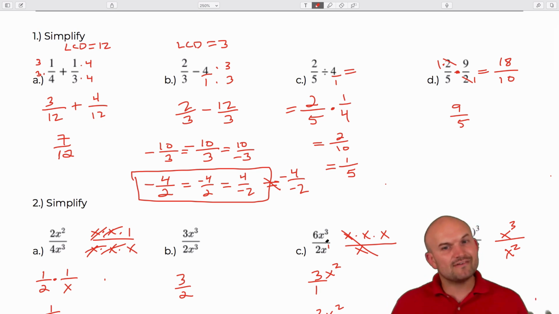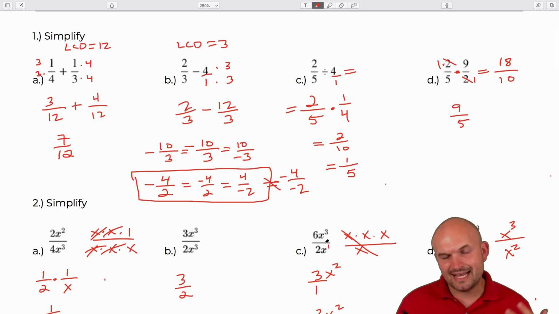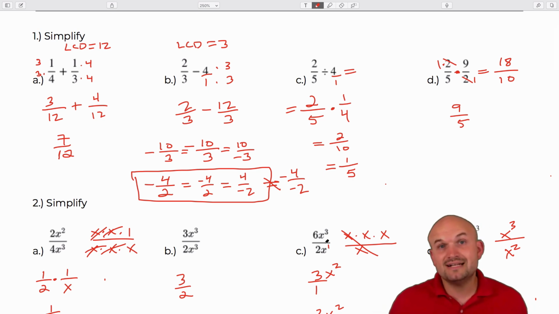So this isn't everything you need to know, but hopefully this is a good start to refresh some of the things that you've previously learned, or to add things that you maybe never learned, to help prepare you for rational expressions. So now the time is to get started with rational expressions.